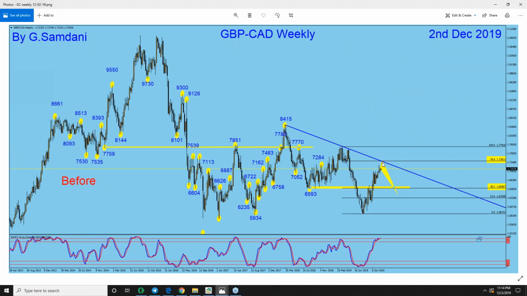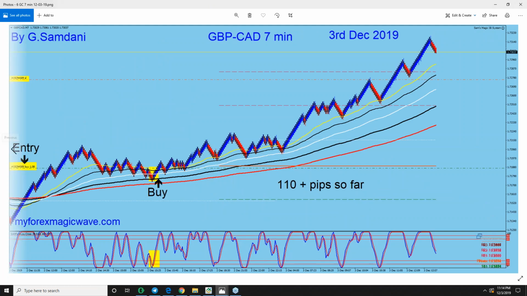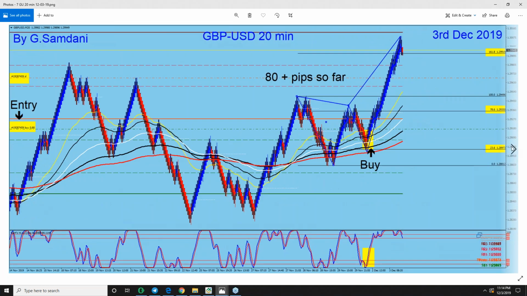So the 78% hit, and then after that it will come down here, to the 38% at least, if not the 23% line, my favorite line, and then bounce. This is exactly what happened here. Look, I'll show you. See this one here, after this leg, right? It went up here to 78%. Then it comes down to the 23% line, and then it bounced and went in that area.